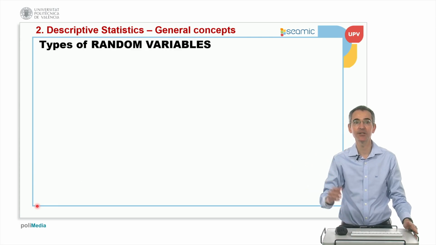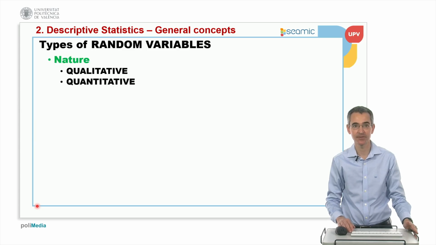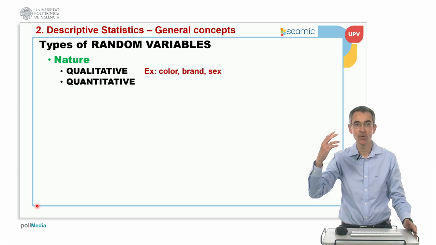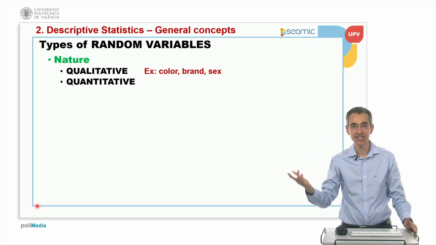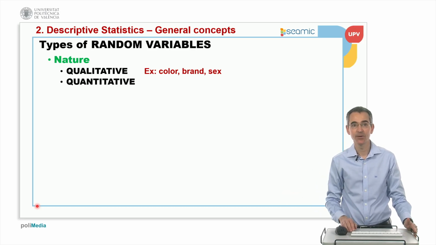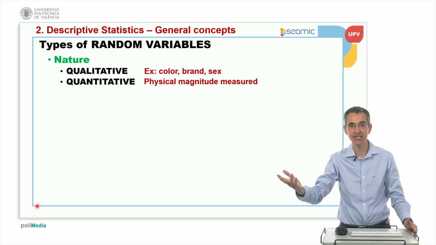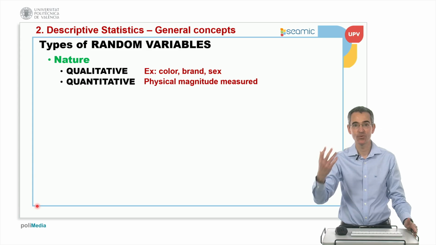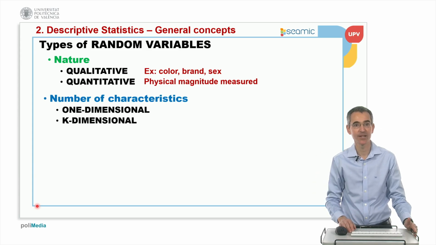Okay, so now let's talk about the different types of random variables. According to the nature, I can talk about qualitative or quantitative variables. Okay, qualitative, for example, the color of something, the brand of a product, the sex of a person with two possibilities, men or women. But also we can talk about quantitative variables, for example, a physical magnitude that we measure, like the weight or the height or electric intensity or whatever.